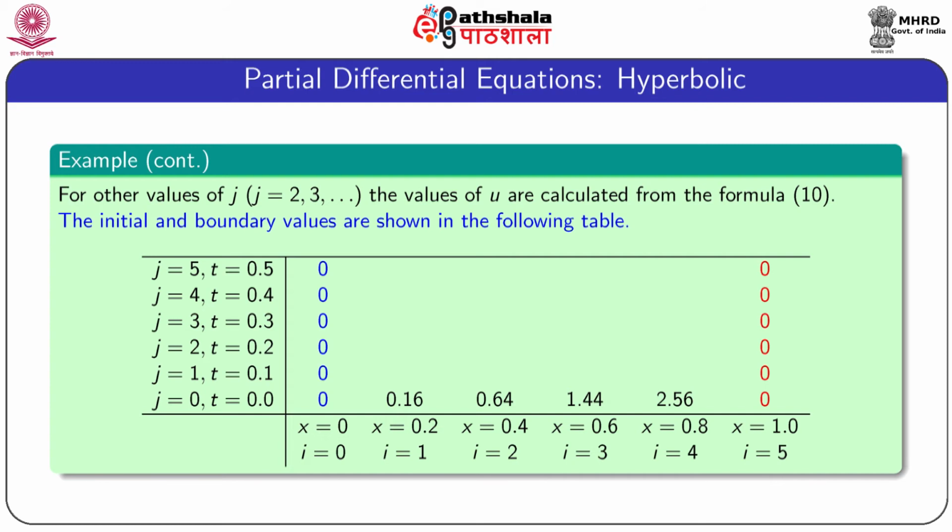Depending on the boundary conditions, the left boundary values are 0, 0, 0, 0, 0, mentioned by the blue vertical zeros, and the right boundary values are also zeros. These are mentioned by red vertical zeros. And the initial values for t equal to 0 are mentioned in the first row, that means the initial values of u when t equal to 0 are 0, 0.16, 0.64, 1.44, 2.56 and 0.